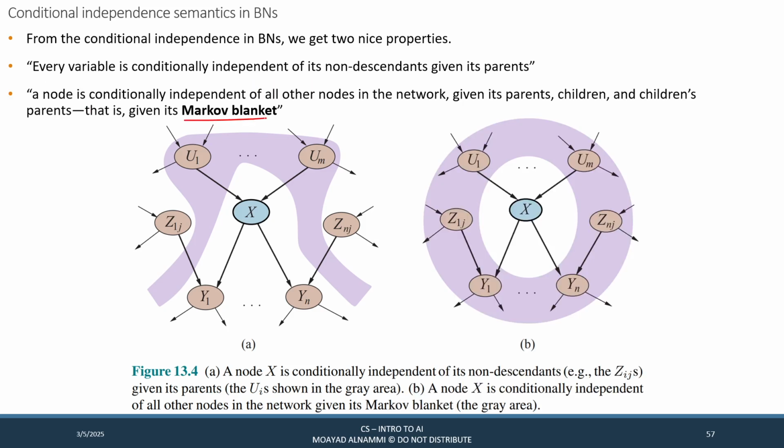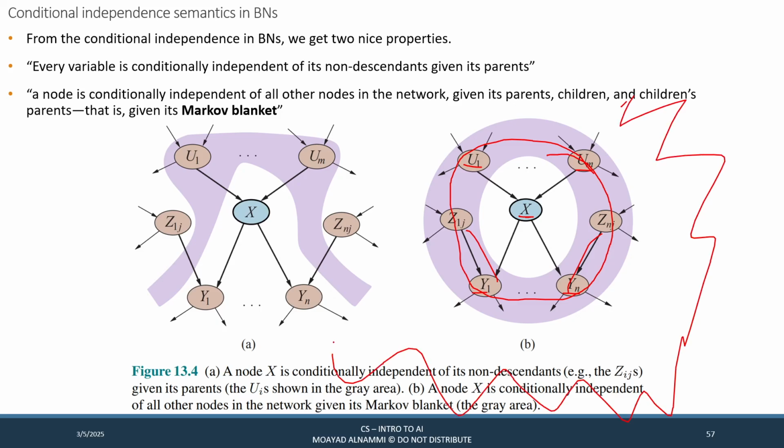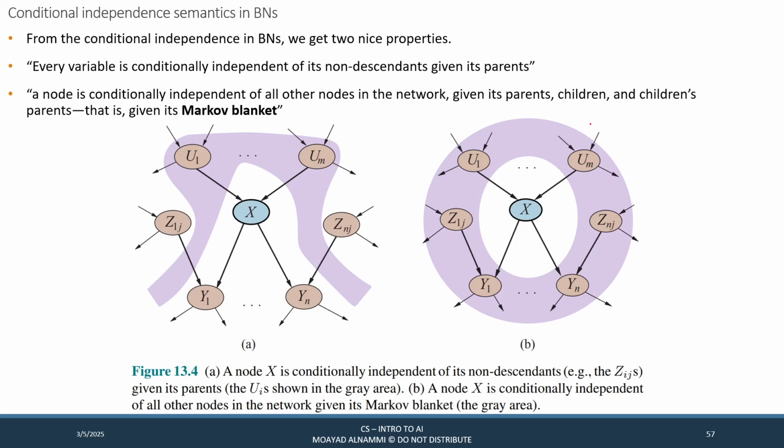Here's another more interesting one, something called the Markov blanket. A node is conditionally independent of all other nodes in the network, given its parents, children, and its children's parents. If you have a variable x like this, and you are given its Markov blanket, which are its parents, its children, and its children's parents, which is z1j, then everything else in the network will be independent of it given its Markov blanket. This is called the Markov blanket of a variable.